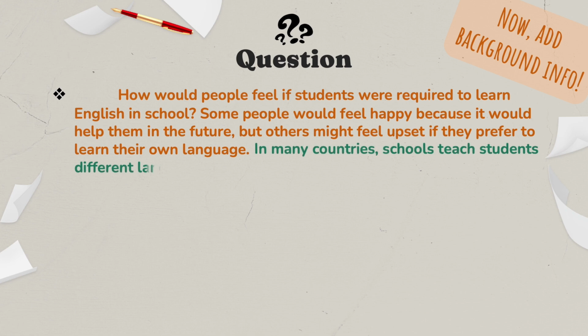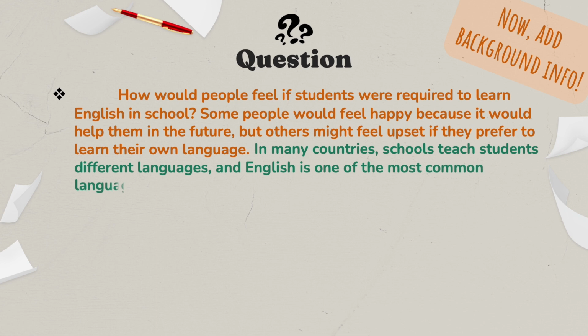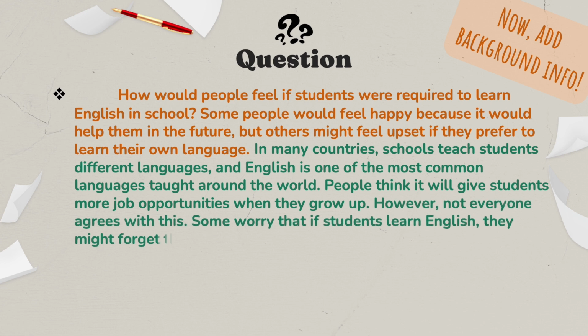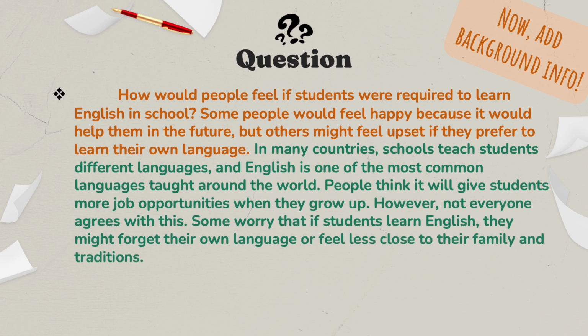In many countries, schools teach students different languages, and English is one of the most common languages taught around the world. People think it will give students more job opportunities when they grow up. However, not everyone agrees with this. Some worry that if students learn English, they might forget their own language or feel less close to their family and traditions.